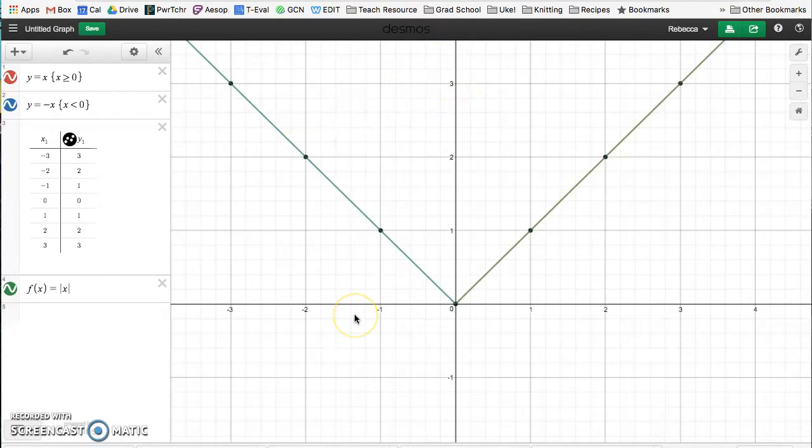So this is what the absolute value function looks like. These would be the parent points. If you look right here at this table, these points will always be on the absolute value function of x. And this has been an introduction to this parent function of absolute value of x.